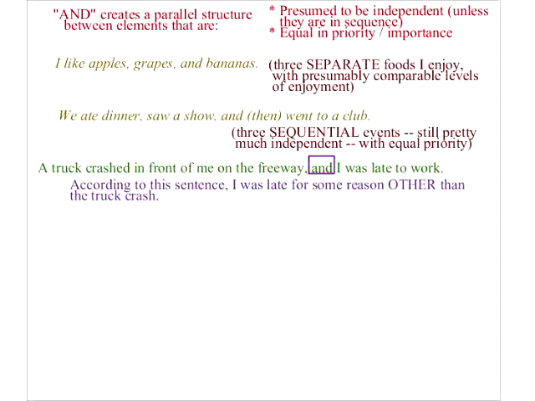So this sounds pretty simple, and it is pretty simple. The challenge, though, is the fact that this is not the way that people talk. That's the point. So when people say this kind of thing, if someone says a truck crashed in front of me on the freeway and I was late, they're probably implying that they were late as a result of this crash. But what you need to know is that when you encounter this kind of thing in a written sentence, then that's absolutely not the case.